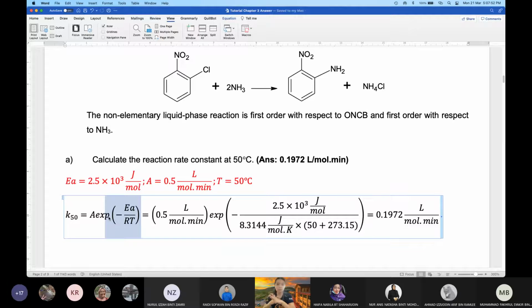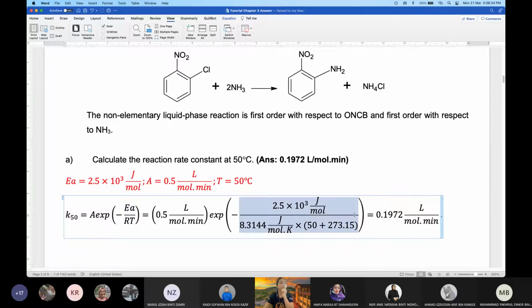So what is the implication? It means all the variables inside the bracket, the minus EA per RT, their units and dimensions must eventually become dimensionless. It cannot have a unit because it cannot have an exponential unit. So all the variables in the bracket must cancel their units and dimensions with one another. Okay, what do I mean by that?